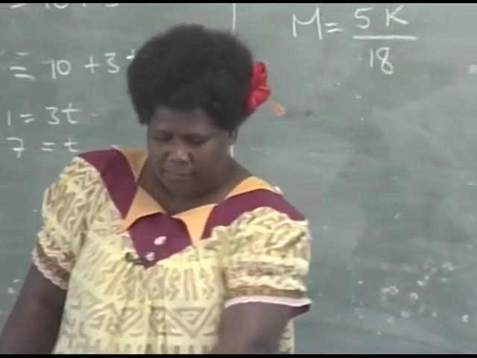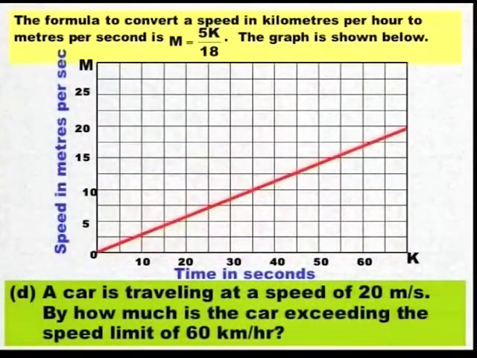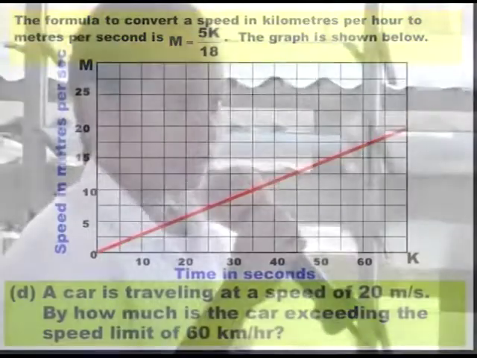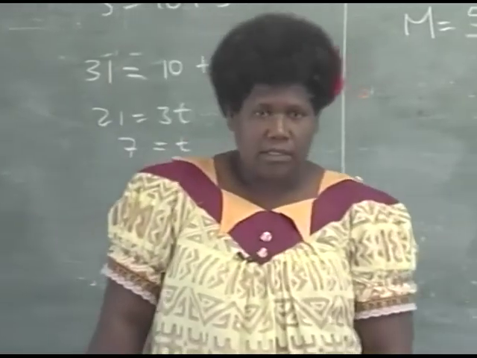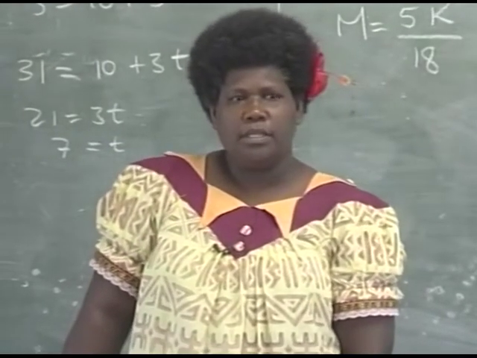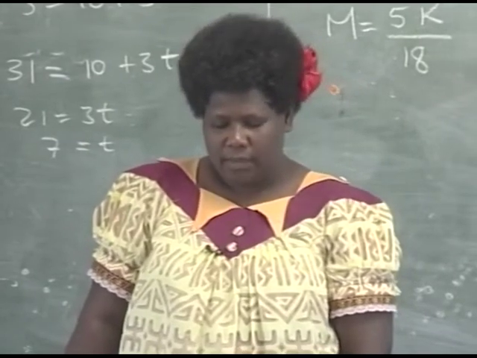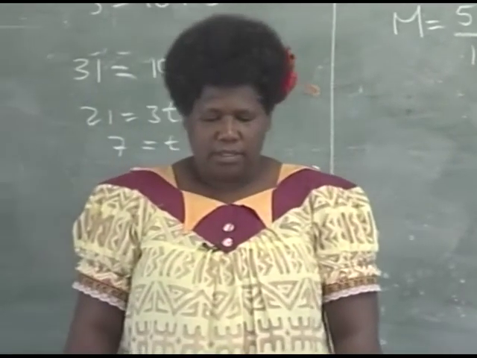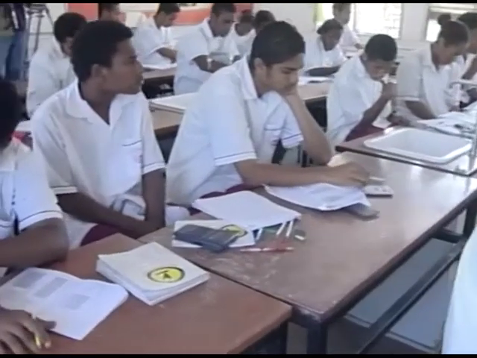Next question, letter D. A car is traveling at a speed of 20 meters per second. By how much is the car exceeding the speed limit of 60 kilometers per hour? Garanamo. 12 kilometers per hour is correct, because 20 meters per second is the same as 72 kilometers per hour. Subtract 60 from 72 and you get 12 kilometers per hour.